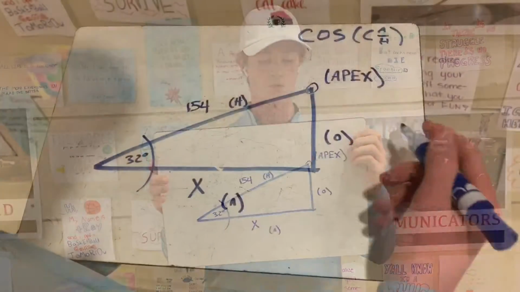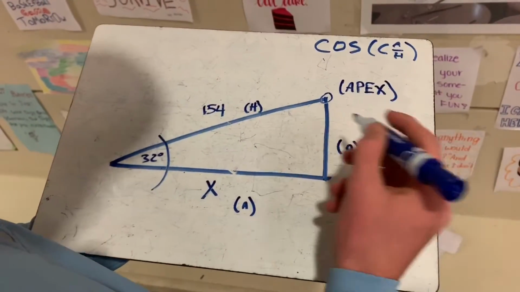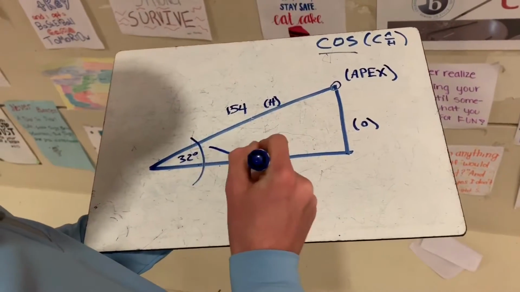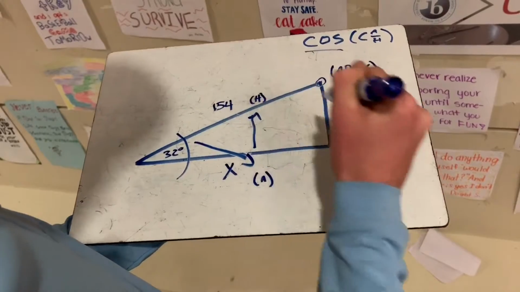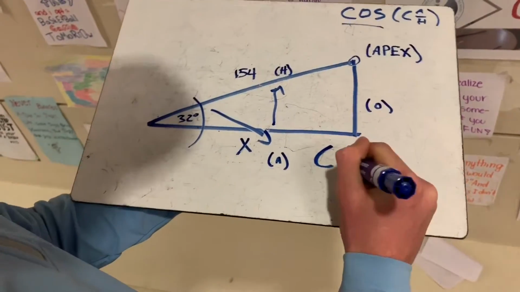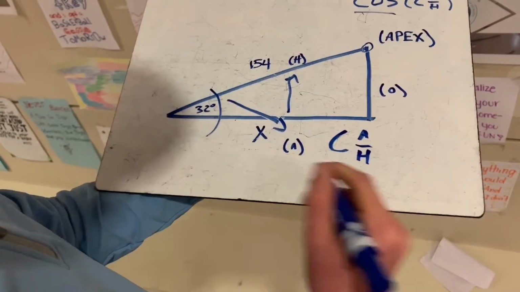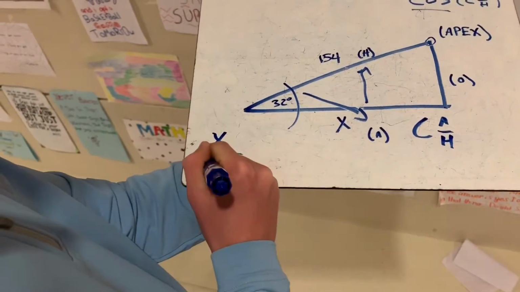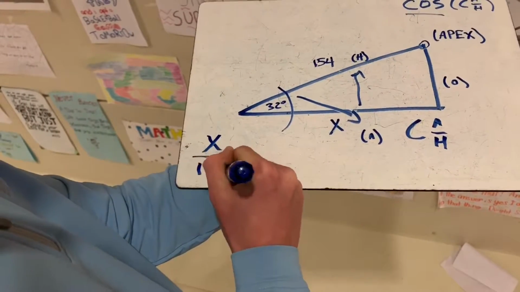whole number. So to solve this problem, we're going to need to use cosine. So to do that, we need to find the adjacent and the hypotenuse. So we're going to set it up in this format, A over H. So it will be x over 154.